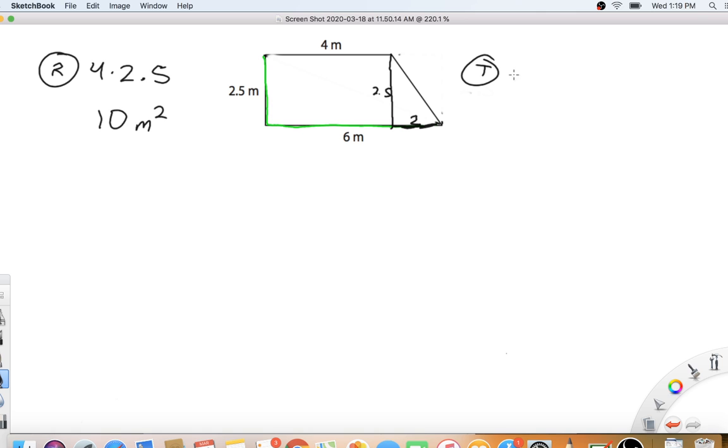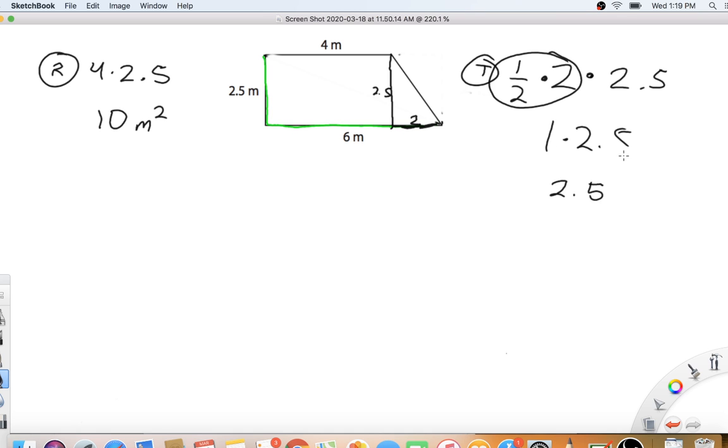For the triangle, we do 1/2 times one of the sides. So 2 is much easier to take half of, so we'll do that one, times 2.5. Half of 2 is just 1. 1 times 2.5 is 2.5. So when we add these two together, we get 12.5 meters squared.